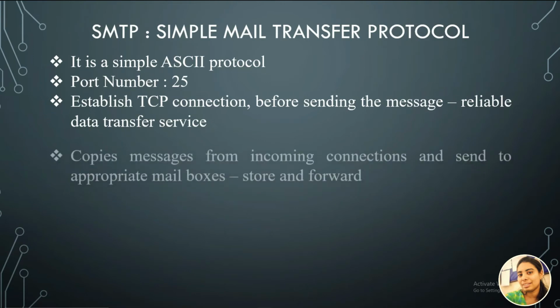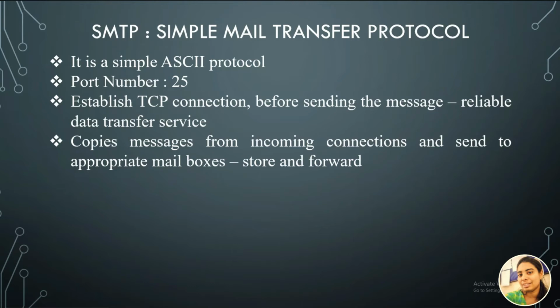Basically, it uses the store and forward mechanism to forward any mail. Now, what's the store and forward mechanism? So, in this mechanism, what happens? First, SMTP copies the mail and stores it in the buffer and then forwards that to the receiver. So, whenever the packet or message gets lost in a network, at that time it can resend the mail.